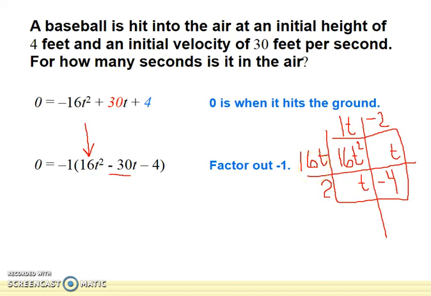I get 16t times -2 is -32t, and 1t times 2 is 2t. Now, when I combine those together, I get -30t. So now I have my solution. And the two binomials that work are 16t plus 2 and t minus 2.